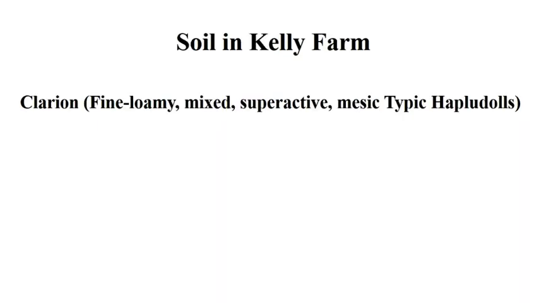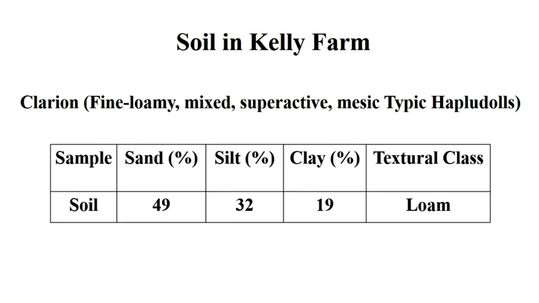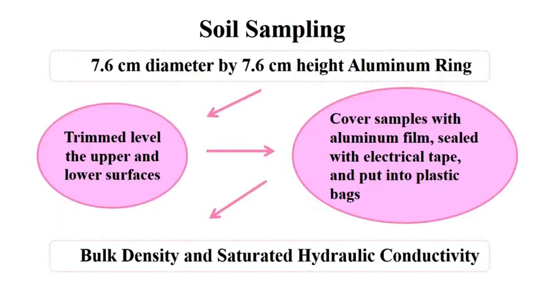The soil in Cady Farm is a Clarion soil, and we did the particle size analysis. The Clarion soil contains 49% sand, 32% silt, and 19% clay. The textural class is loam. For soil sampling, we use a 7.6 centimeter diameter by 7.6 centimeter height aluminum ring, trimmed the upper and lower soil surfaces, and covered the soil sample with aluminum foil sealed with electric tape. Those samples we bring back to the lab to measure bulk density and saturated hydraulic conductivity.